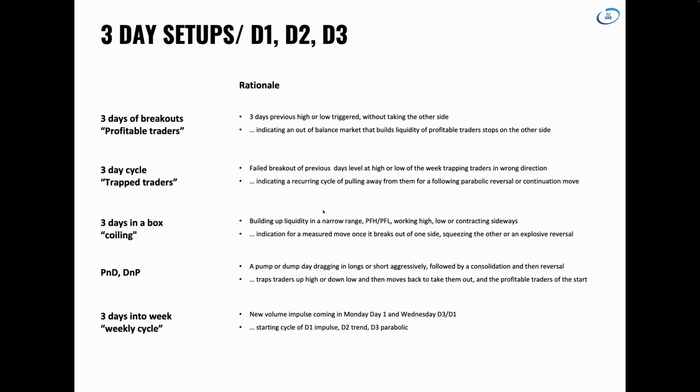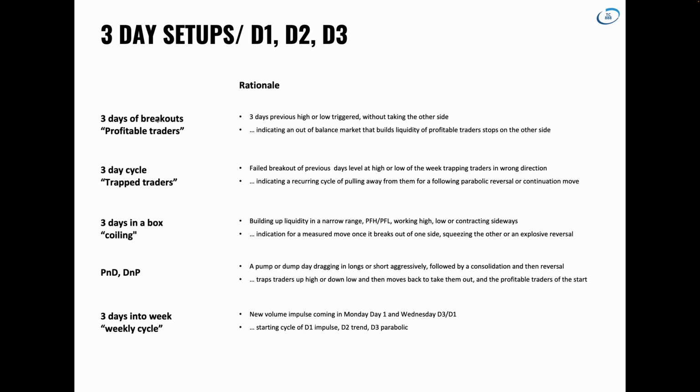Day 1, day 2, day 3. What is it? There are a lot of different day 3s. It mainly means that a setup needs 3 days to set up. So you always have a day that starts the setup, then a second one, and a third one where you then take the trade, typically. There are a couple of variations of that, and most of them have a day count of 3 days. So let's go through them.